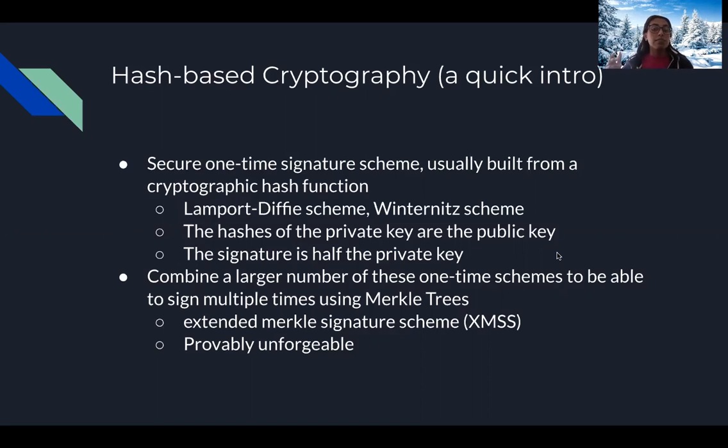So how the hash function is used is it's used in a one-time signature scheme. Lamport-Diffie and Winternitz are the two basic ones. And when you have the hash, it is a fixed number of bits every single time. So you create two random numbers for each of those bits, and that's going to be your private key. The public key is the hashes of those numbers. The signature is going to be only half of the private key based on an algorithm, and that algorithm is based on the hash of the message.